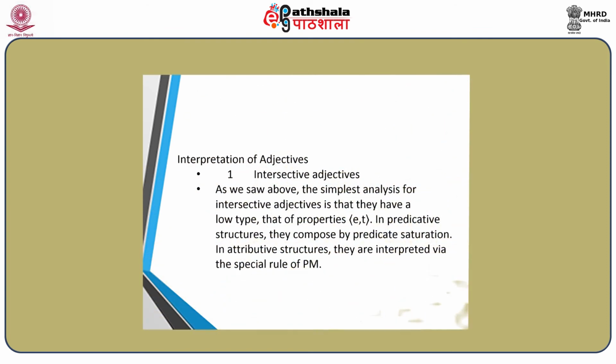What do we say overall about the interpretation of adjectives? As we saw above, the simplest analysis for intersective adjectives is that they have a low type, that is, of properties <e,t> in predicate structures. They simply compose by predicate saturation. In attributive structures, they are interpreted via the special rule of predicate modification.